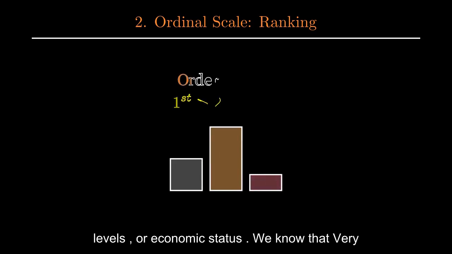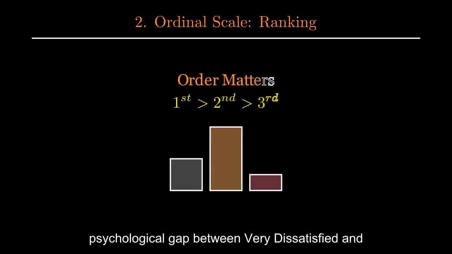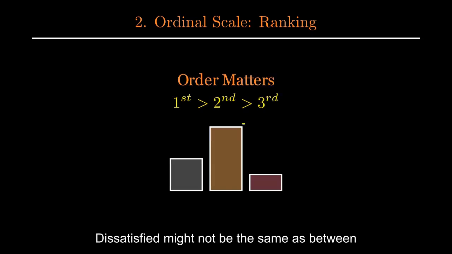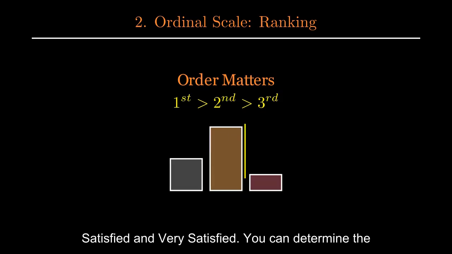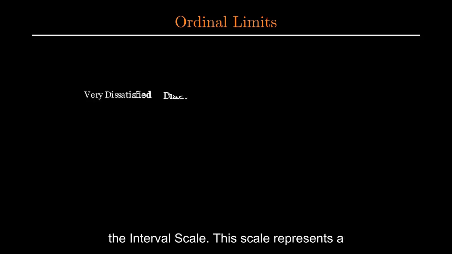We know that very satisfied is better than satisfied, but the psychological gap between very dissatisfied and dissatisfied might not be the same as between satisfied and very satisfied. You can determine the mode and median for ordinal data, but calculating a true mean would be inappropriate. Next, we arrive at the interval scale.